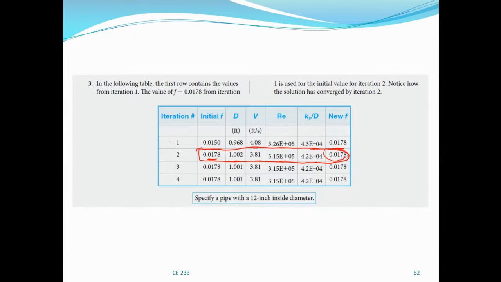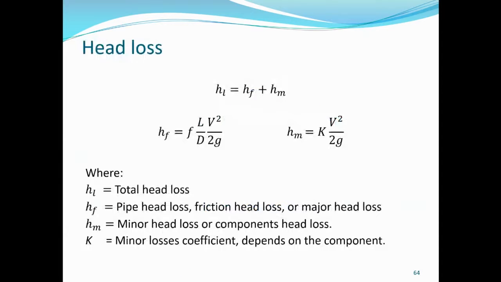Which is simply 1 foot, or 12 inches, because 1 foot is 12 inches. If you repeat for iterations 3 and 4, you can see the friction factor is remaining the same, it is not changing. So once you have two successive values that are agreeing very closely, let's say within 10%, then you stop. Hope it is clear.